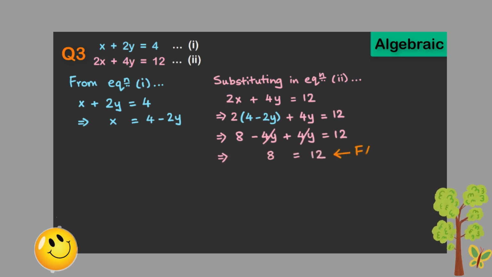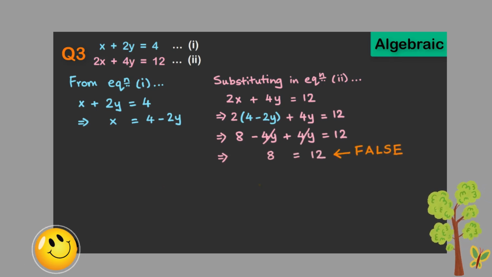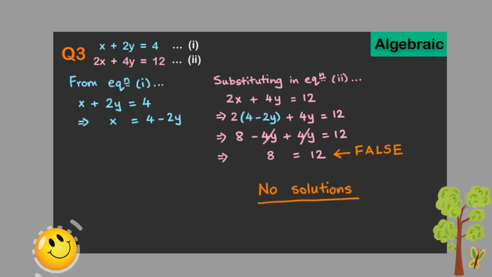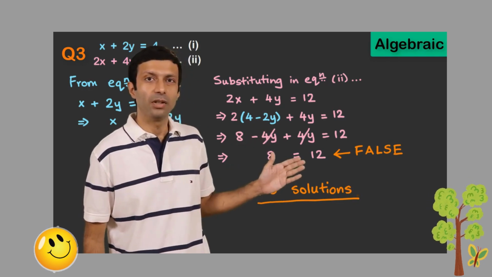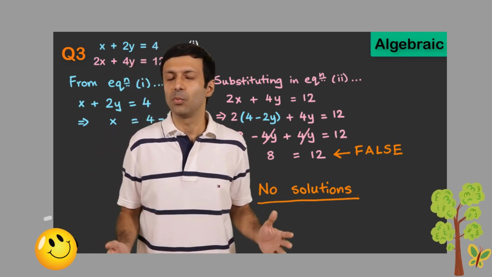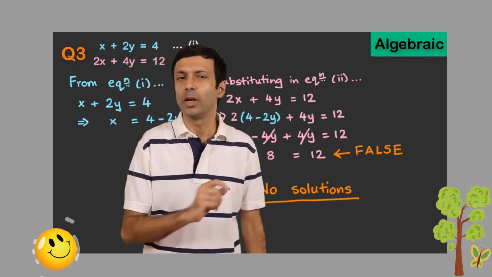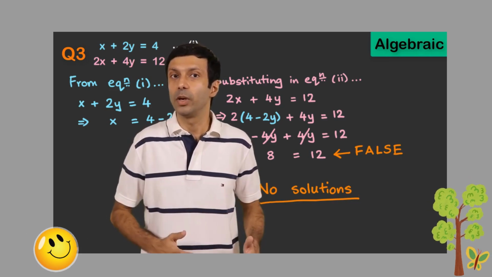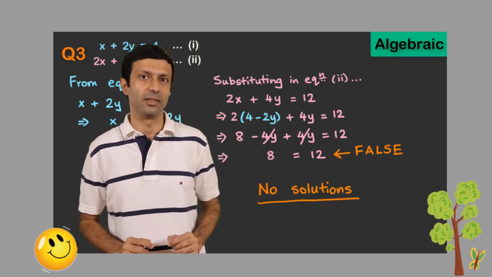Hold on, this is not possible. This is a false statement. Therefore, the equations have no common solution. As you can see in this question, we have no solutions. So no values of x and y are satisfying the 2 equations here. So these 2 equations are inconsistent.